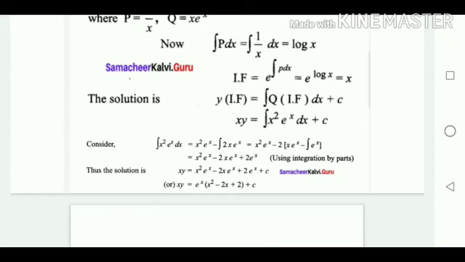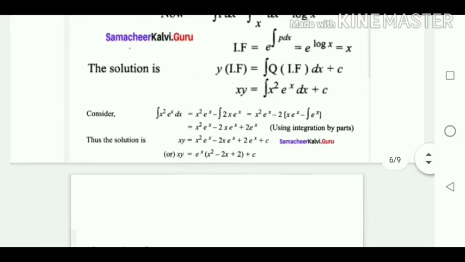Then IF equal to e power integration of p dx. So e power log x, e and log is cancelled, we are getting x. x is the IF. Therefore the solution becomes y into IF equal to integration of q into IF dx plus c. Here y IF equal to xy, equal to the value of q, x square e power x, and IF equal to x. Therefore x into x square e power x dx plus c.